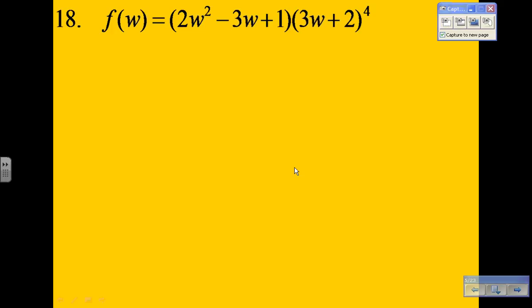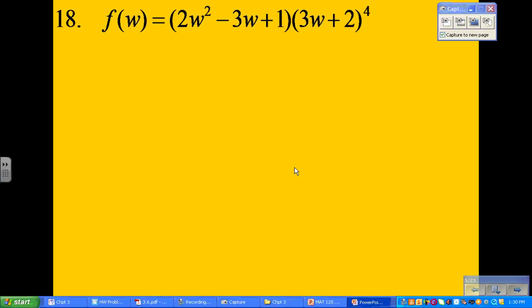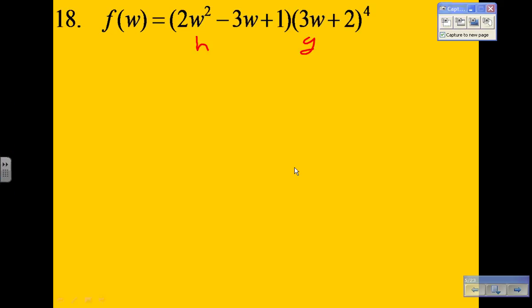So in this one we have two expressions, 2w squared minus 3w plus 1 and 3w plus 2 to the 4th. The chain rule is used for taking the derivative of a composite function only. So you only need one expression for a chain rule. So this one you're going to use two expressions, so that's going to be a product rule. When you take the derivative in the product rule, say this is h and say this is g. The product rule, f prime of whatever, equals h prime g plus h g prime. That's the product rule. All right?